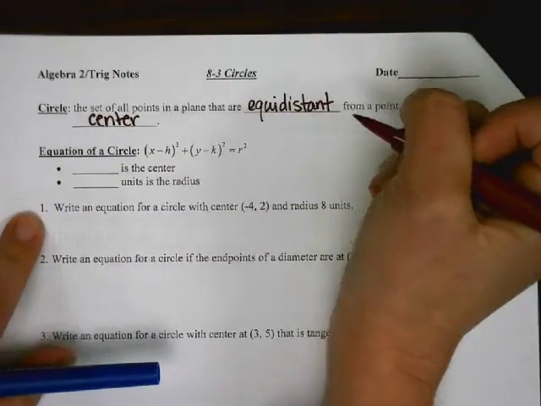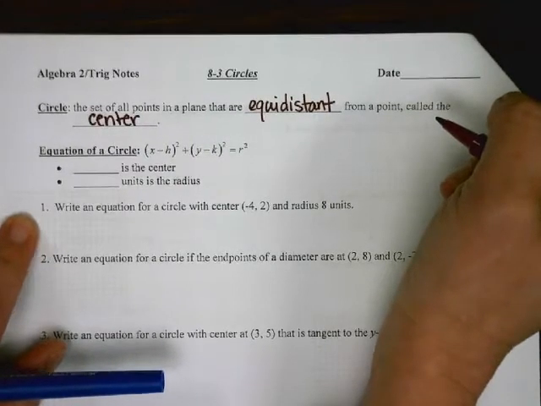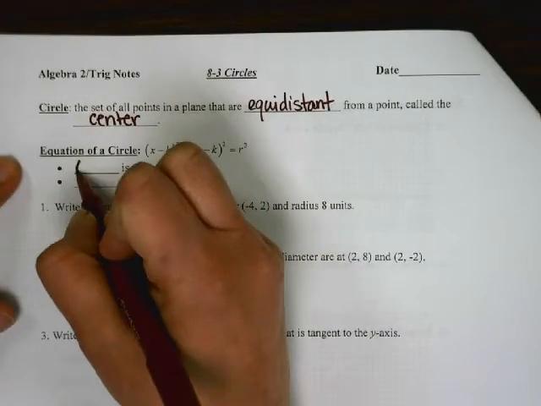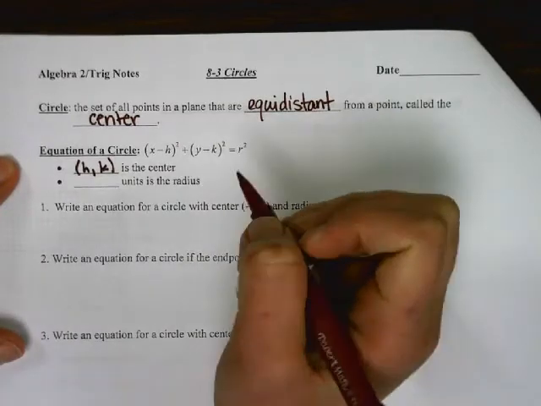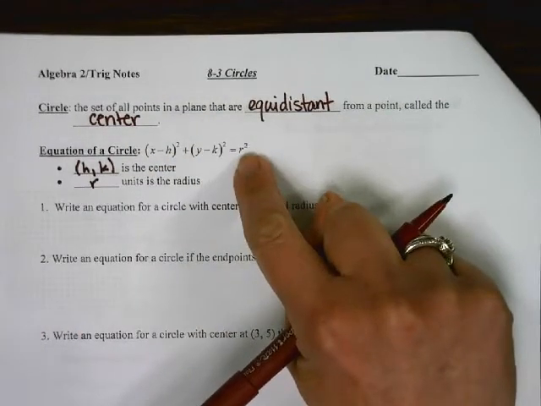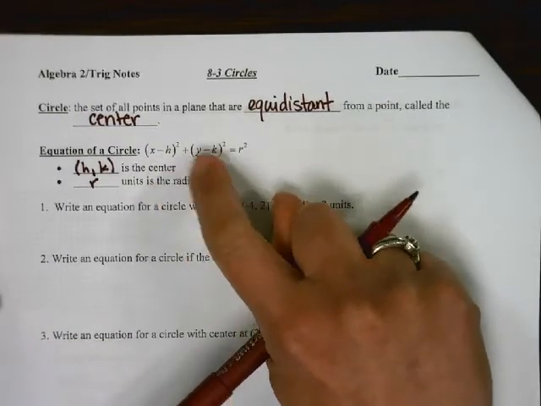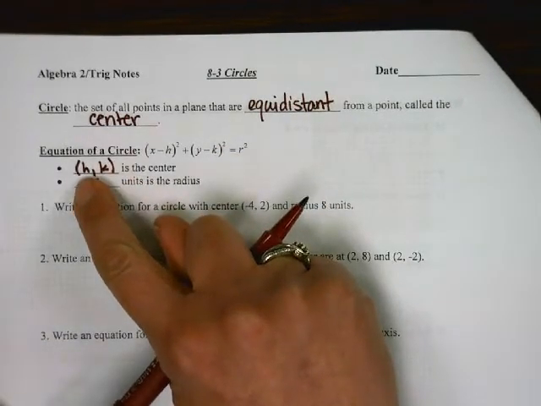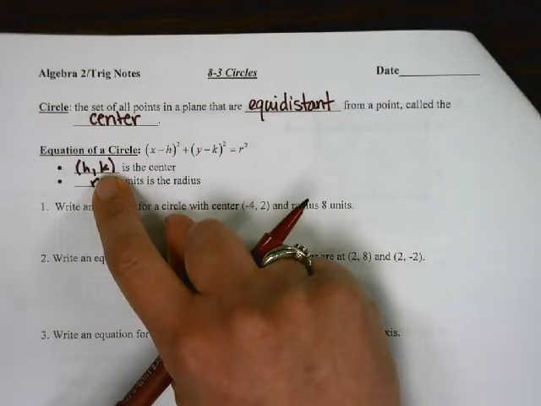So, the equation of a circle is (x − h)² + (y − k)² = r². From that formula, we can see that the center is at (h, k), and our unit is the radius. Now notice it's r squared in our formula. Also notice that it's x minus h and y minus k. So when we write it as our ordered pair for our center, remember we have to flip the signs.